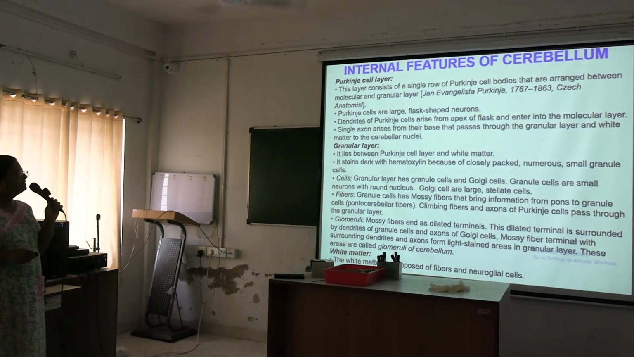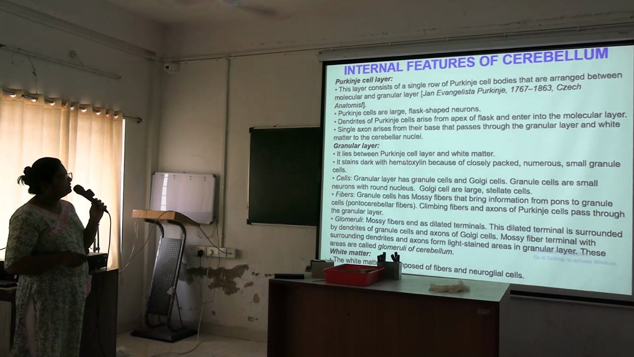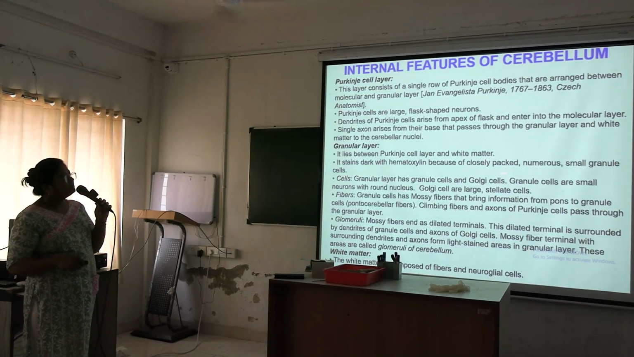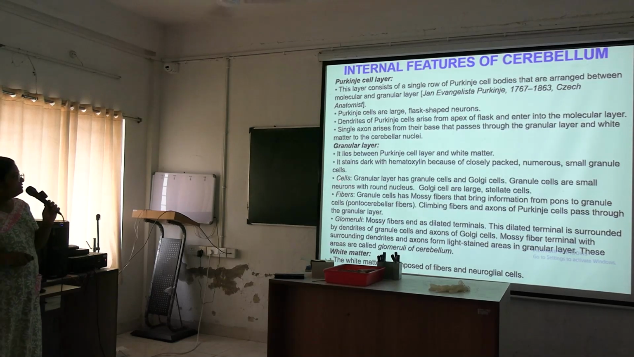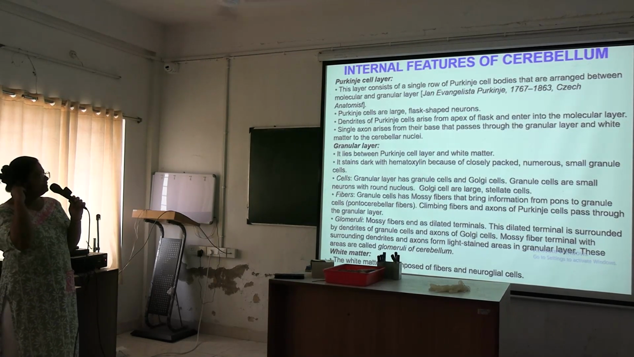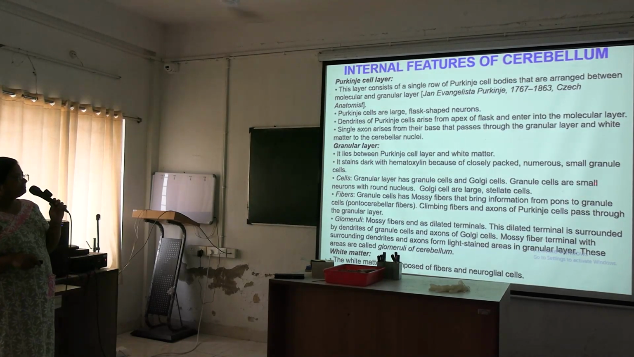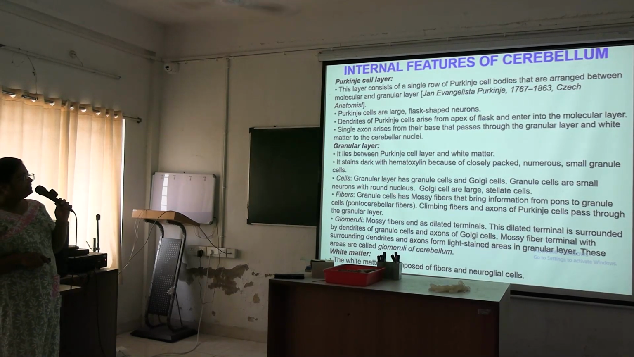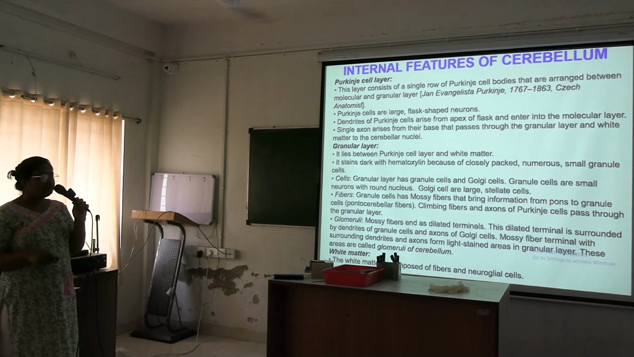It lies between the Purkinje cell layer and white matter, and it stains dark with hematoxylin because of closely packed, numerous small granule cells. The cells lying in this layer are granule cells and Golgi cells. Granule cells are small neurons with rounded nuclei, and Golgi cells are large stellate cells.